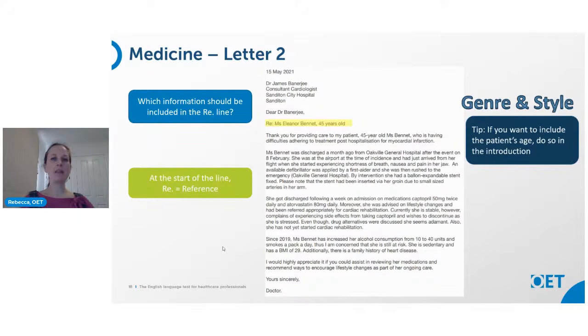Now, a tip for this, which comes under genre and style: if you wish to include the patient's age, as Janice did, then you can as part of the introduction. But any other details, including the patient's weight or height, their occupation or marital status, should not be included in the RE line, but within the body of the letter. So the RE line, the reference line, is there for the patient's name and their date of birth only.